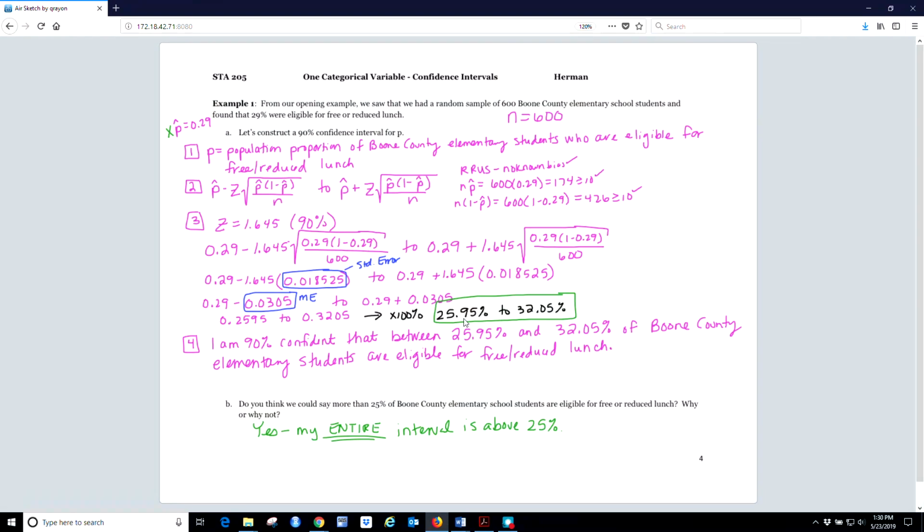So there's our first example completely worked. In the next video, we're going to finally talk about why I do not always do a really large percent confident.